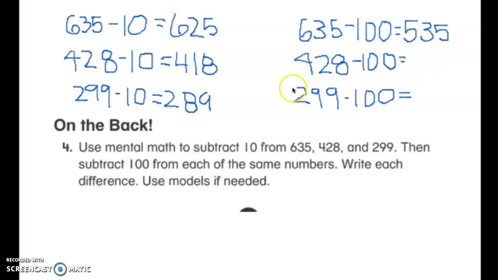428 minus 100, 4 minus 1 is 3, that's the only place that changes. The 2 stays the same, and the 1 stays the same. So 428 minus 100 is 328. Then we have 299 minus 100, our hundreds place is the only thing that changes. 2 minus 1 is 1. Our tens place stays the same, and our ones place stays the same. 299 minus 100 is 199.